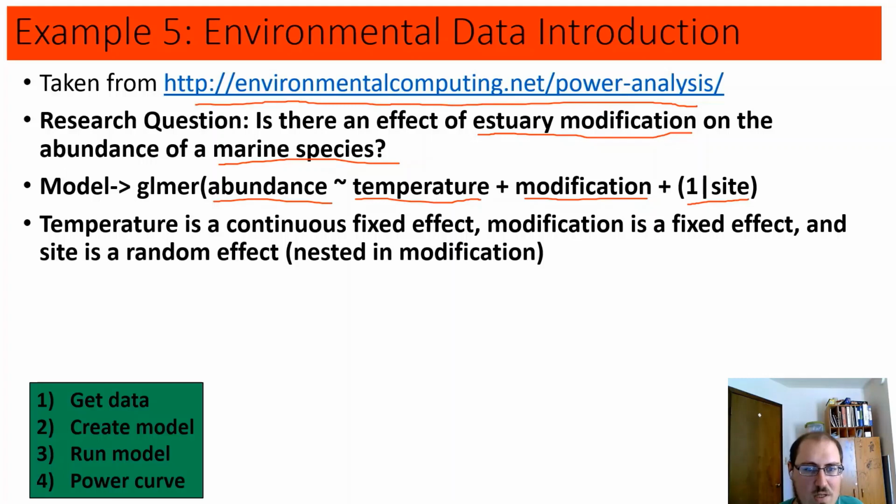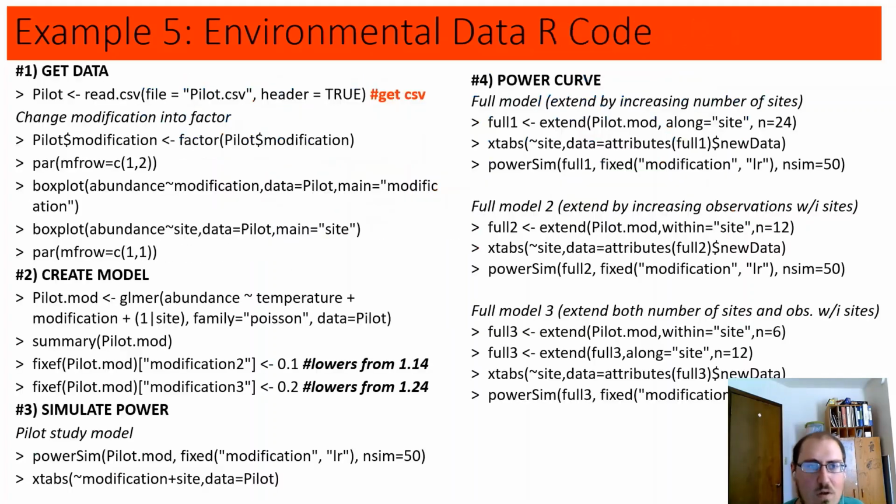So temperature is a continuous fixed effect. Modification is a fixed effect, so that's going to be categorical. And site is a random effect. And that's going to be nested, I think, in modification. So let's get data, create model, run model, and power curve.